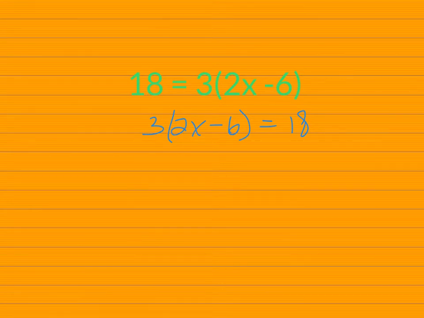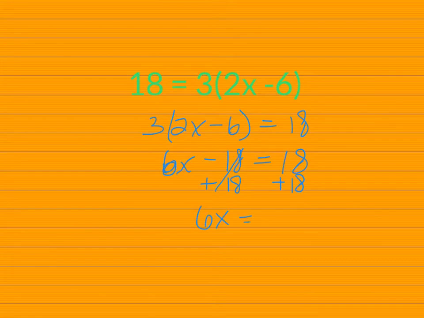So let's go ahead and start solving. I'm going to multiply first. So 3 times 2 is 6, so 6x. 3 times a negative 6 will be a negative 18, equals 18. Now we just have a two-step equation. We're going to undo our order of operations working backwards. So I'm going to add 18. So we end up with 6x equals 36. Divide by 6, divide by 6, x equals 6.